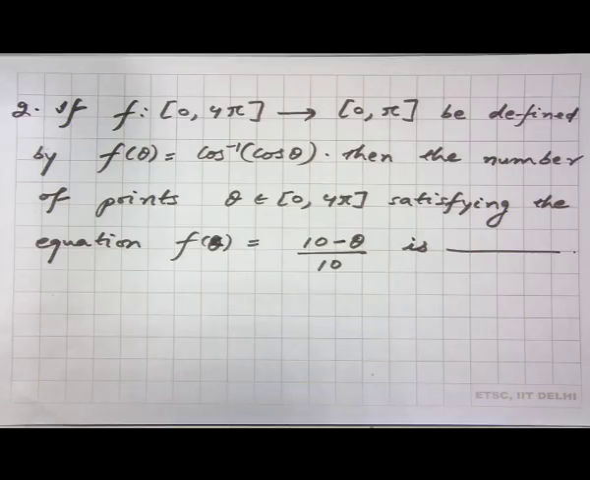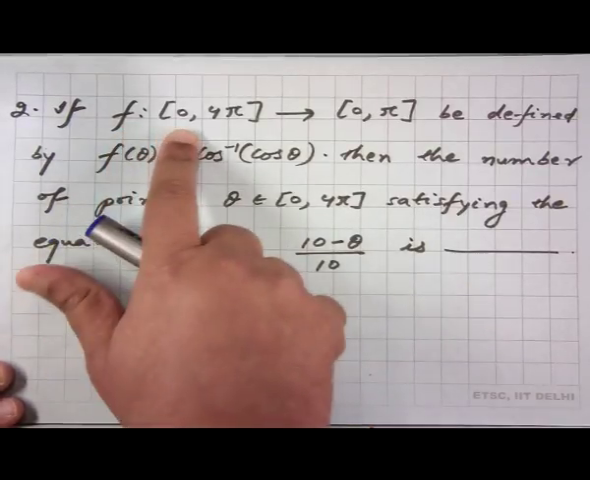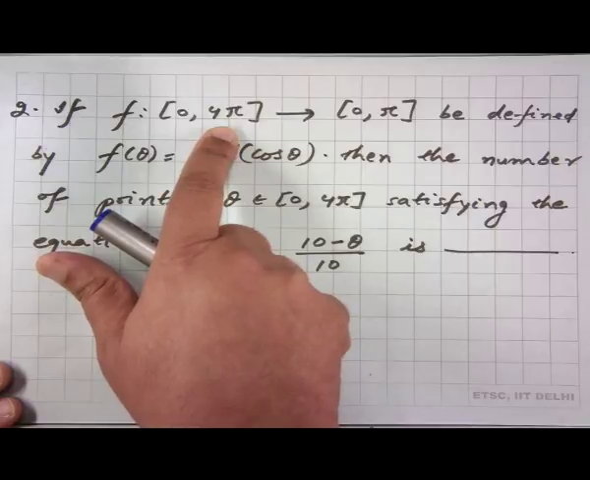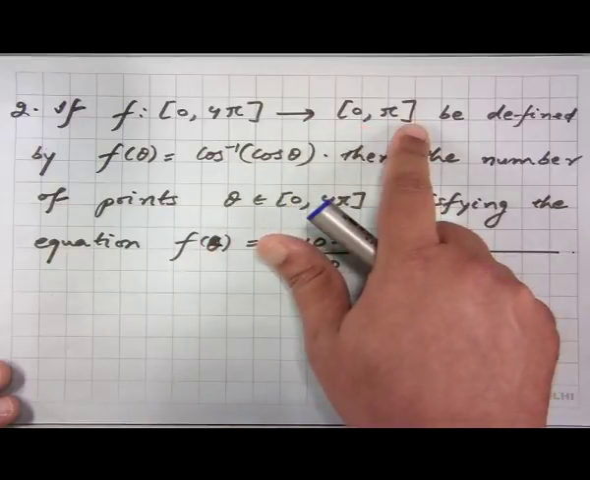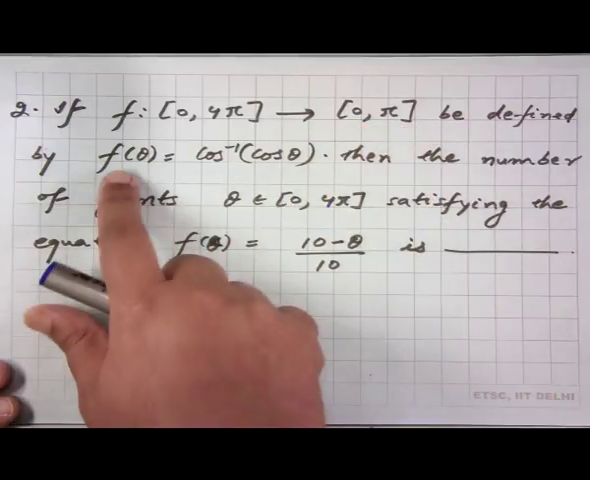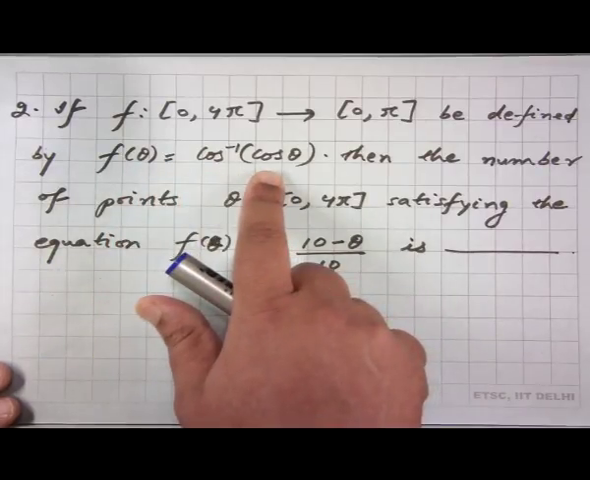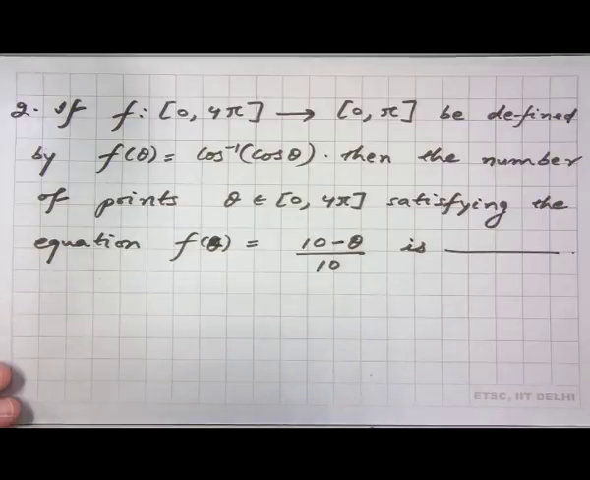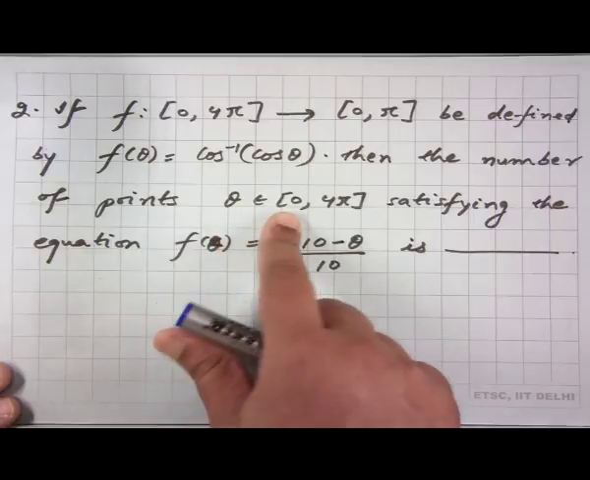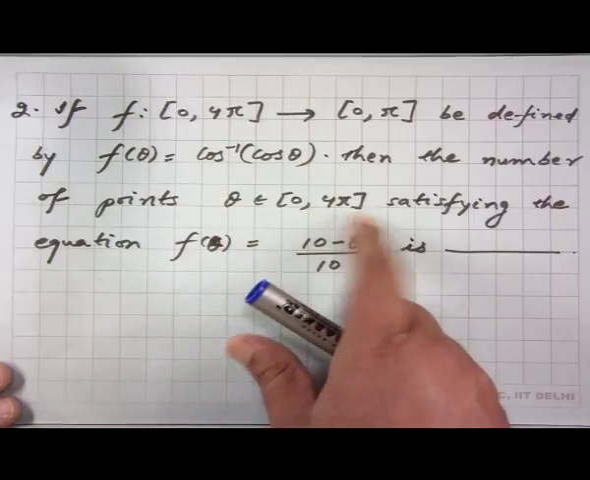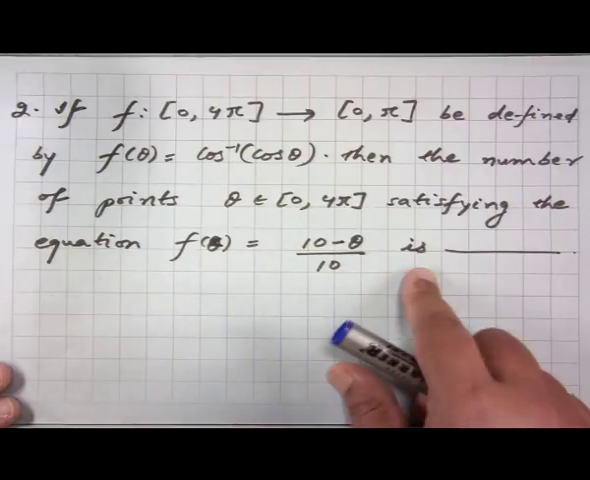It states that suppose there is a function f whose domain is 0 to 4 pi and whose range is the closed interval 0 to pi, and the function f is defined as f of theta is equal to cos inverse of cos theta. Then the question asks the number of points theta belonging to the domain of the f function which satisfy the equation f theta equal to 10 minus theta over 10.